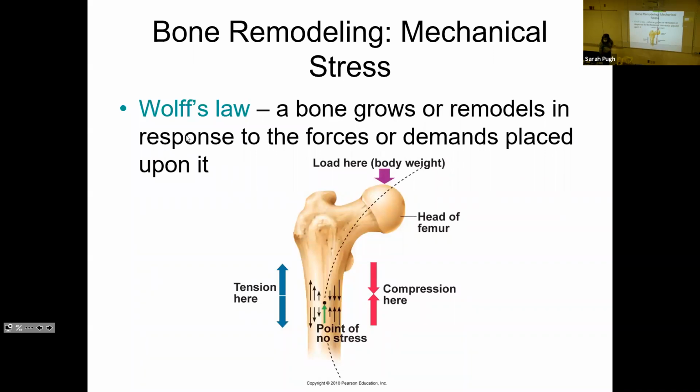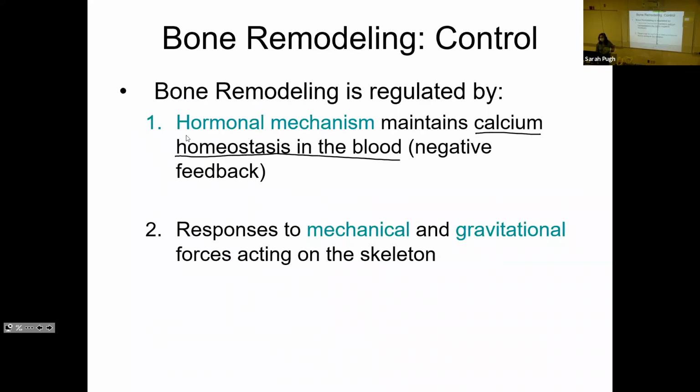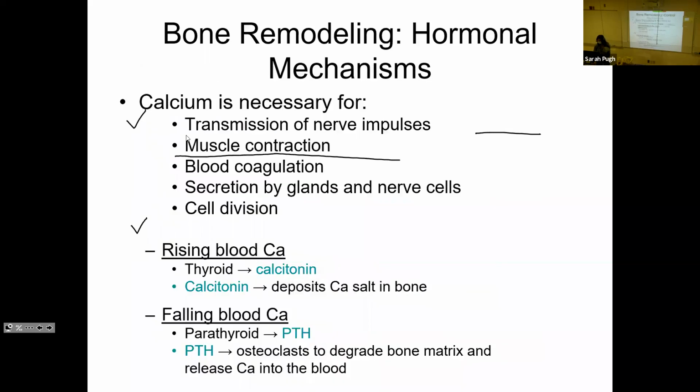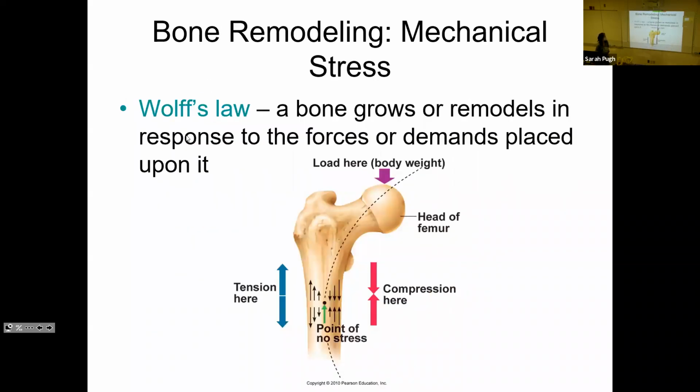But I told you, I'll skip back to this picture. So I told you that there's two reasons why you would ever remodel your bone. One has to do with calcium levels, right? Hormonal mechanism. The other is stress on the bone. So let's talk about that. There's a law called Wolff's Law, and it says that a bone is going to grow and remodel based on the force and the demands that you place on it.